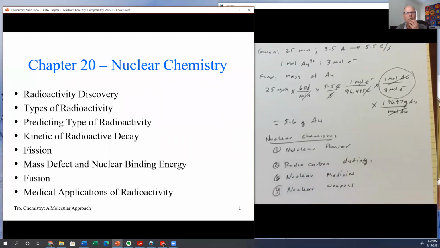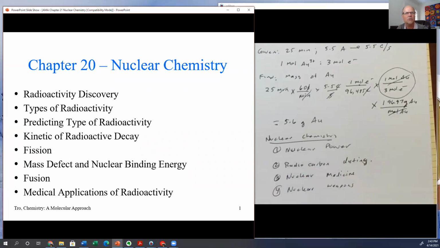So two major types of nuclear weapons. The first ones were atomic bombs, right? And atomic bombs were what we dropped on Hiroshima and Nagasaki during the end of World War II, right? And then hydrogen bombs, which are about 1,000 times more powerful than that, right?